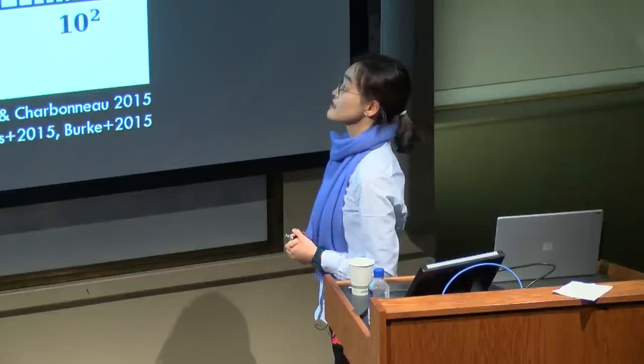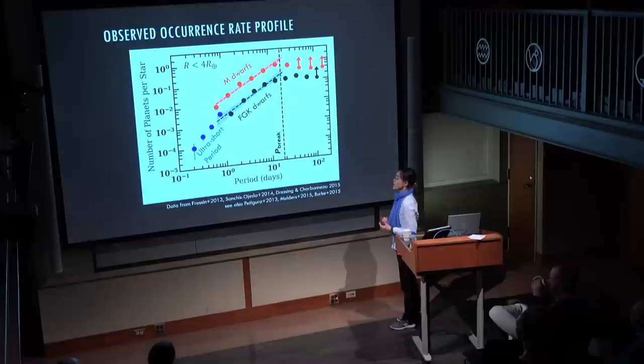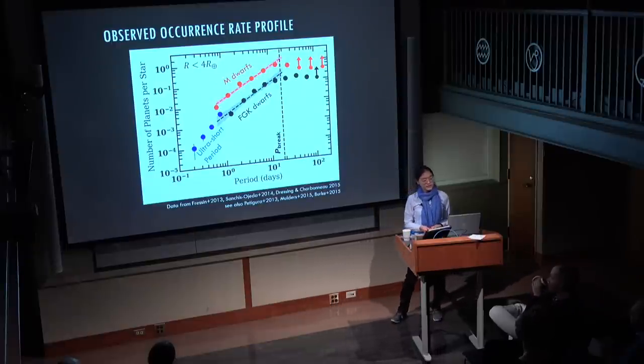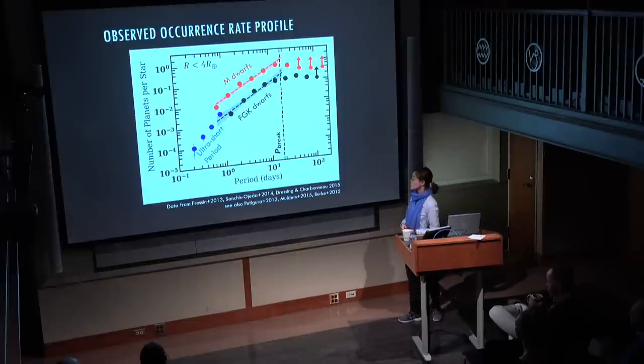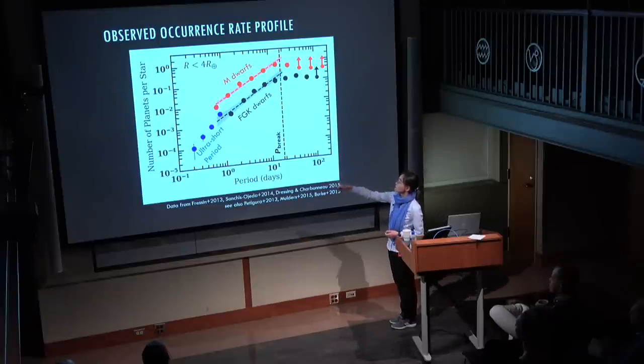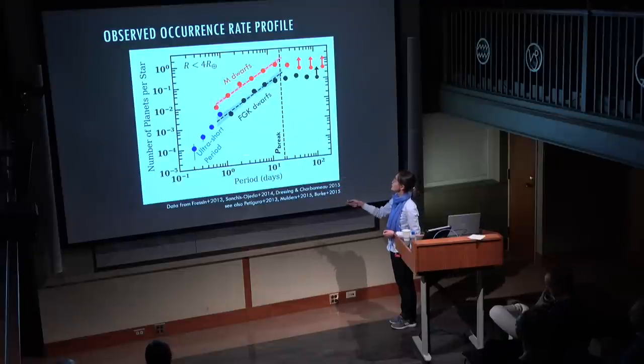So we've discussed the radii and mass distribution of these super-Earths. Now let's consider their orbital period distribution to see where and how these planets have formed. This is the observed occurrence rate profile, so number of planets per star as a function of orbital period.